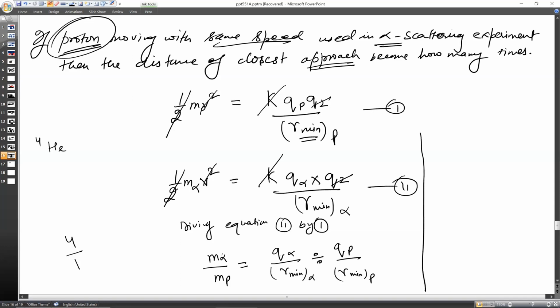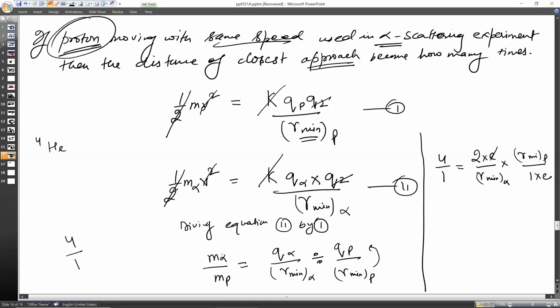Tell me. You will write like this: 4 by 1 is equal to Q alpha, which is 2 into E, upon R minimum for alpha particles, into, I'm just reciprocating this one, okay? Because I've just changed the division sign. So I'm just reciprocating this one. So this will be R minimum for proton upon Q of proton.